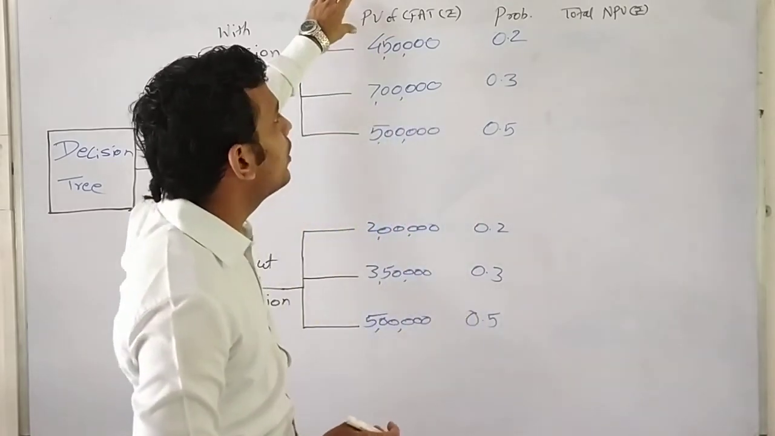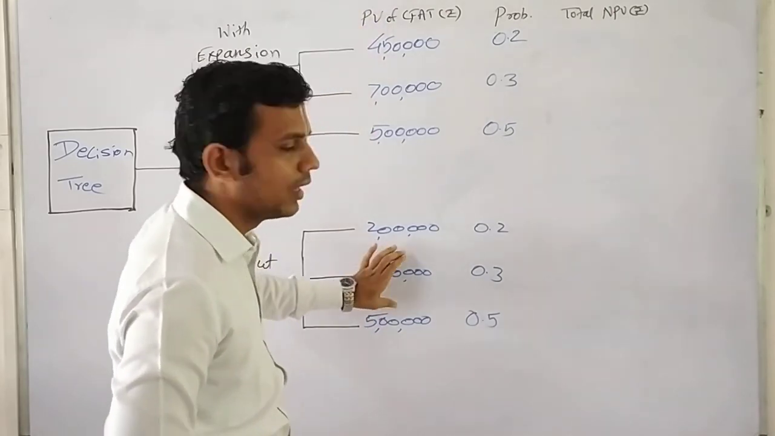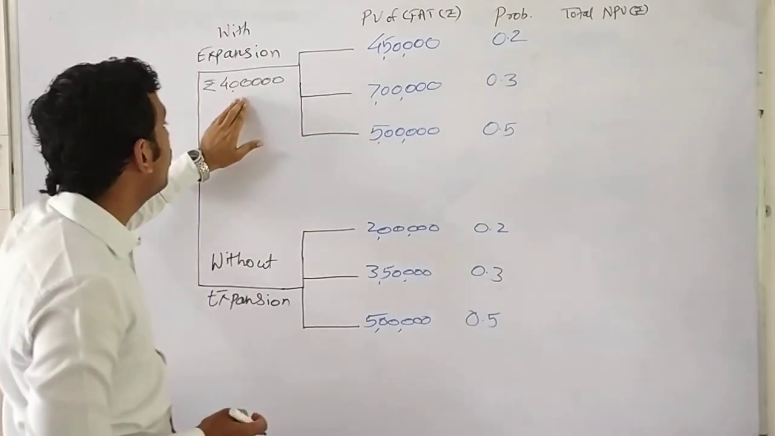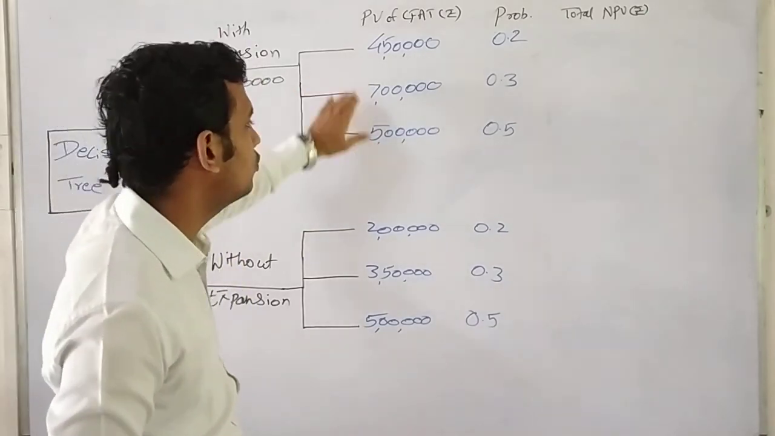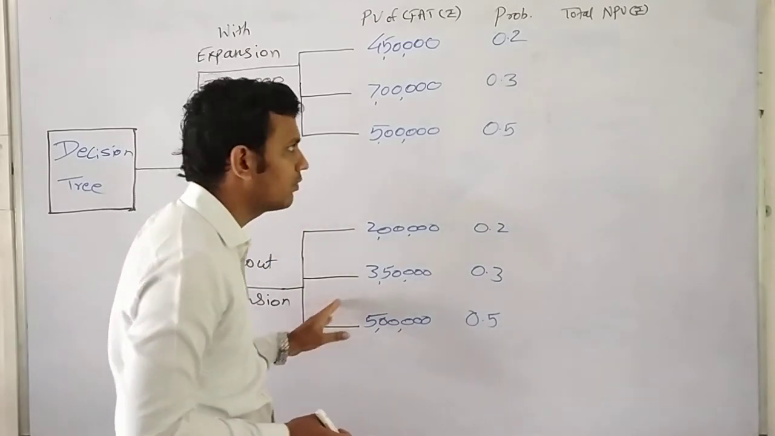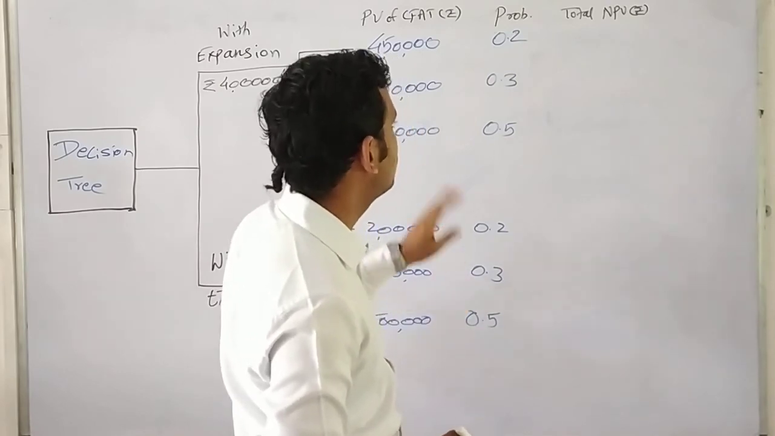What we have been already given in the problem, present value of cash inflows after tax, we have written it against what it belongs to. For expansion, three cash inflows we have written. For non-expansion, again three we have written, and the various probabilities we have assigned to the same.